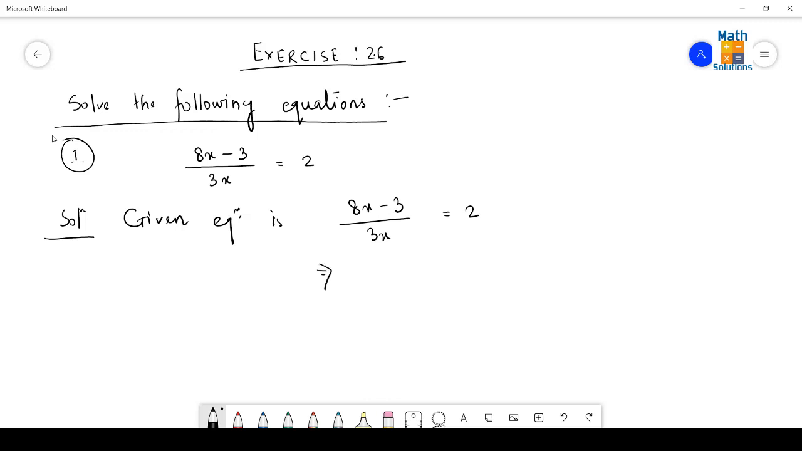Performing cross multiplication, this term will be getting multiplied with this 2 on the right hand side. So on the left hand side only this part is left behind. So we are getting the result in this way on the right hand side. Now after this, when I break it, here I get the result as 6x on the right hand side.